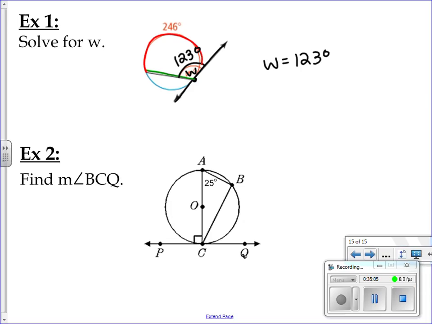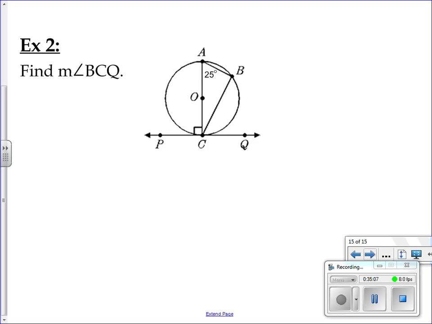Okay, and then we got this last one here. So we're going to find the measure of angle BCQ. Let's just first kind of analyze what's going on. So I have a tangent line passing by the circle, hits it at C. I actually have two tangents here. I have one, AC, that's actually a diameter, and I have the other one, BC.